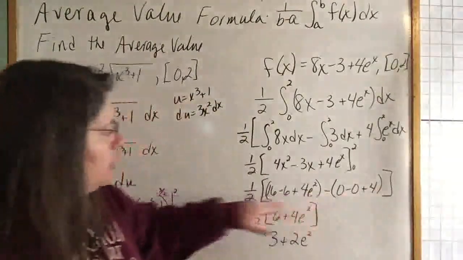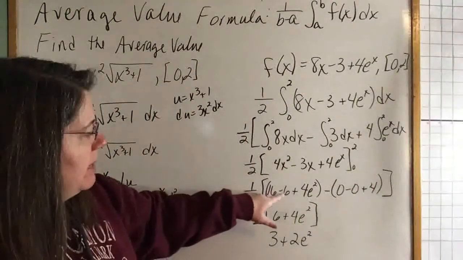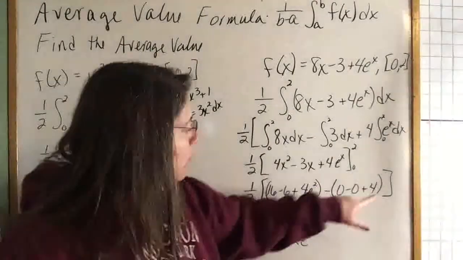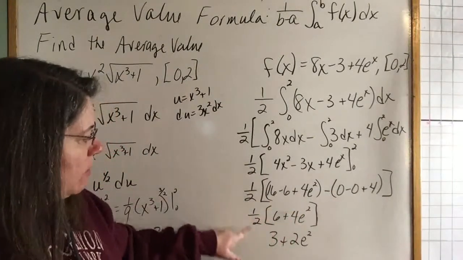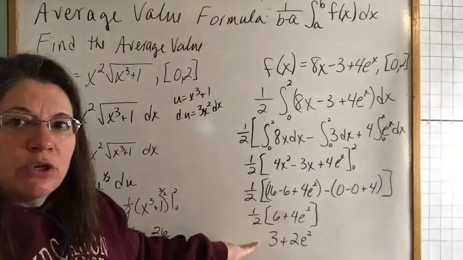So I'm going to add all of these like terms together. 16 minus 6 is 10, minus 4 is 6, plus the 4e squared, and then I multiply everything by 1/2, giving me 3 plus 2e squared.